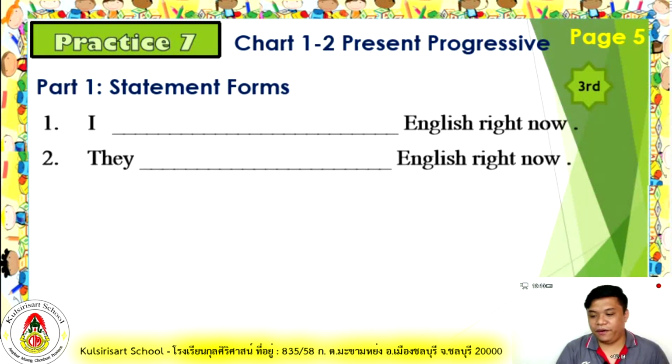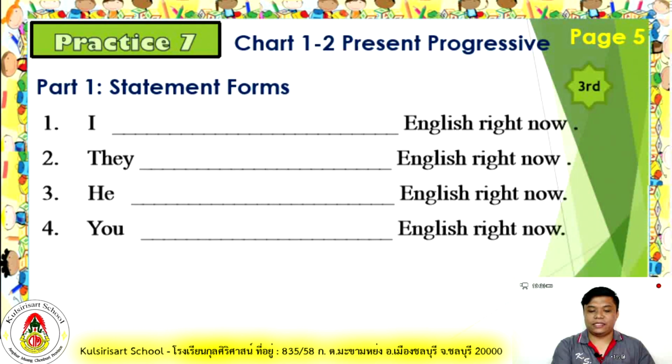This part of our video, let's go to chart number 1-2, practice number 7, present progressive. Okay, part number 1, statement form. This one is in the present progressive or present continuous form. So let's have an example first.